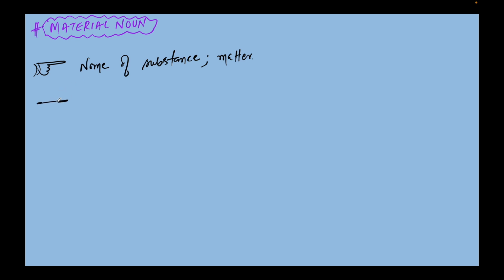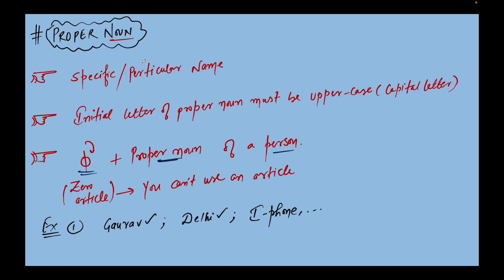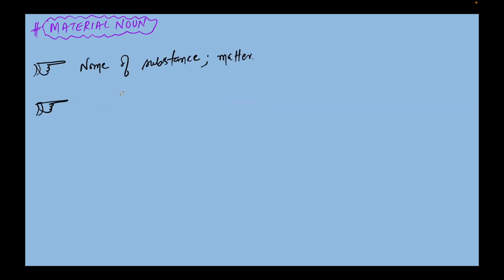Okay, and just before material noun, let me remind you about the previous nouns. Just like proper noun, in this case we don't need to put an article just before the proper noun. In the case of common noun we need to put an article. But in this case, again, we don't need to put 'a' and we can put only 'the' just before material noun. We can't put 'a' and.